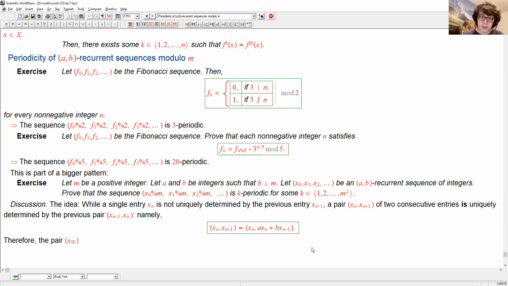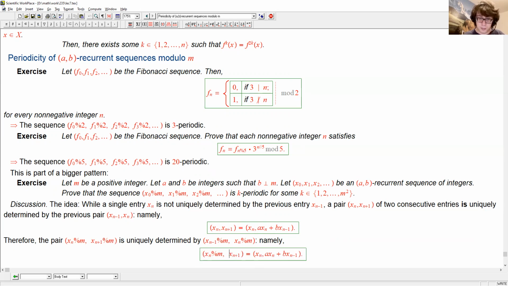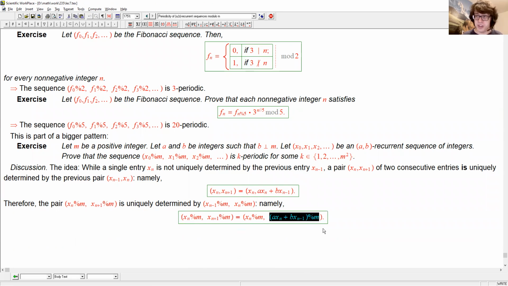Therefore, the pair x_n % m, x_{n+1} % m is uniquely determined by x_{n-1} % m and x_n % m. Namely, you just take remainders here. Now you have to think a little bit, because you don't know x_n and x_{n-1}, you only know the remainders. But because we're taking the remainder at the end, so we're working modulo m, you can replace those numbers by the remainders.